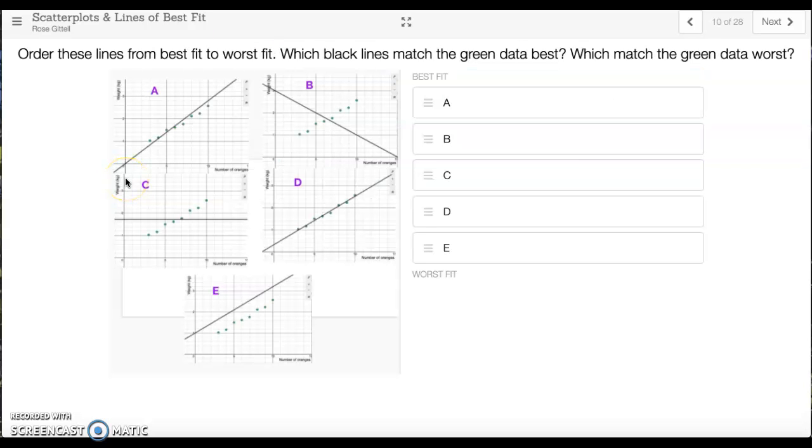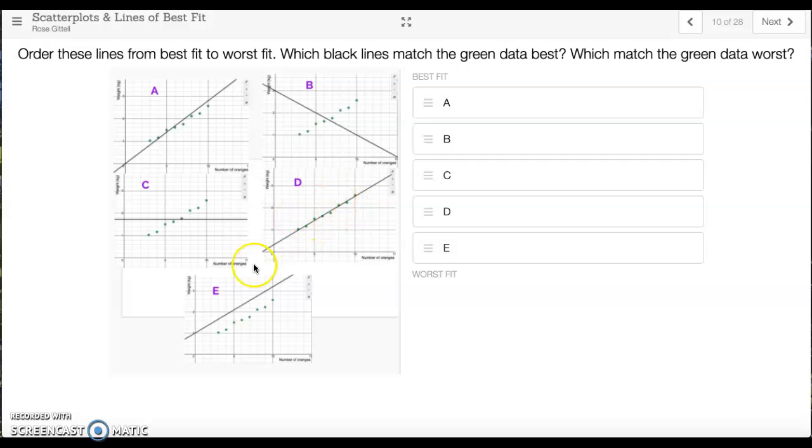Okay, so I skipped ahead to slide 10 for the video. So this part of the activity is really about getting across this idea of line of best fit. So looking at all of these different options, what I want you to think about is which of these lines best fits the data points. In other words, which one of these lines is closest to all of the green scatter points.